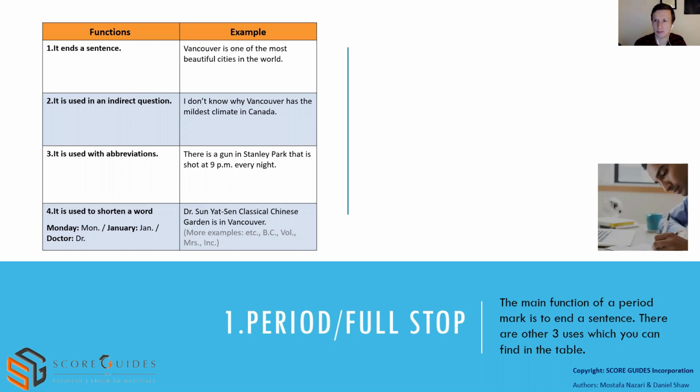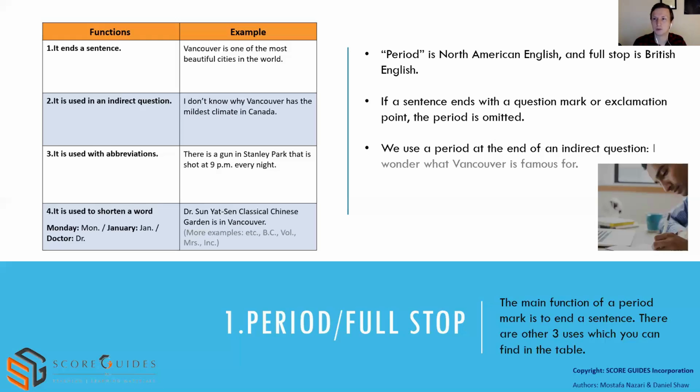So there are some more examples such as etc., B.C. for British Columbia, vol. for volume, Mrs., Inc. for incorporated, and so on. So the main function is to end the sentence, but there are three more, making four functions in total. A couple of tips on periods and full stops. Period is North American English and full stop is British English. So depending where you are in the world or what kind of English you're used to hearing, you will hear maybe period or full stop.